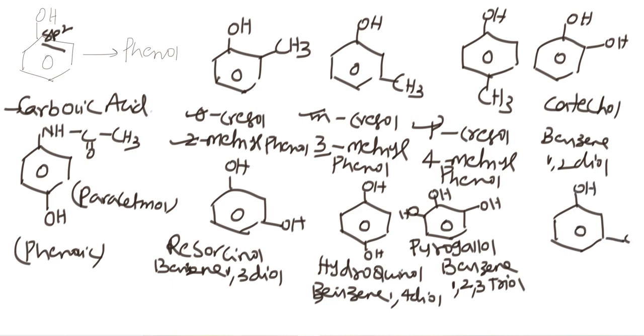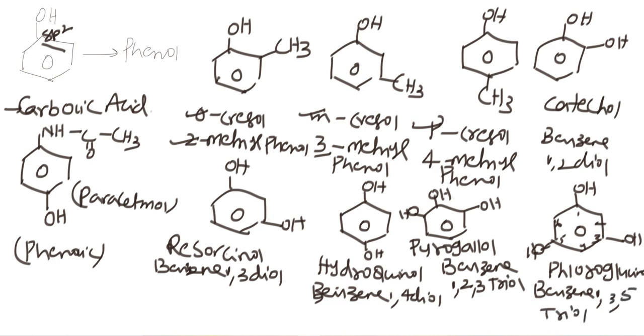Another compound like this. So these are all phenolic compounds. This is phloroglucinol, or else 1, 2, 3, 4, 5, 6, also called benzene 1, 3, 5 triol. Just remember all these names. They may ask any structure.